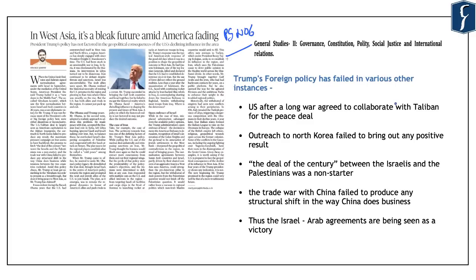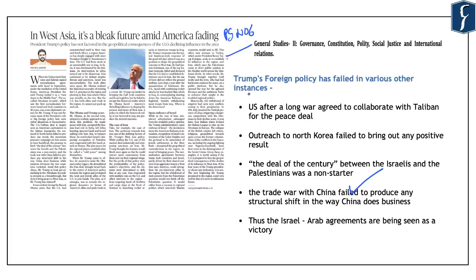Further, the outreach of the US to North Korea has also failed and has not been able to bring out any positive result. Besides this, the Trump administration touted the deal of the century between Israelis and the Palestinians, and it also did not yield any kind of positive result. Further, the US is engaged in a trade war with China, and in that also it has failed to produce any structural shift in the way China is doing its business in the global economy.